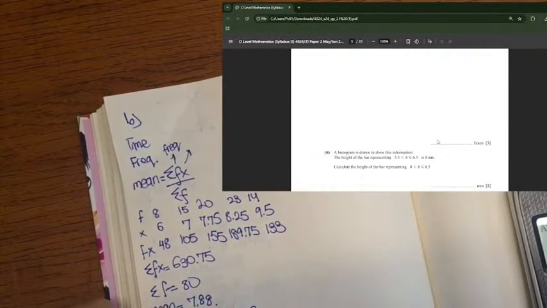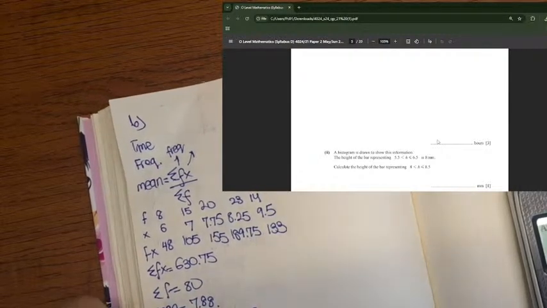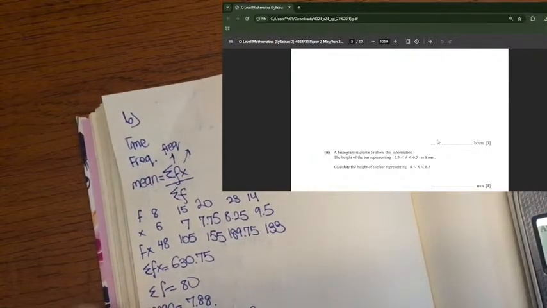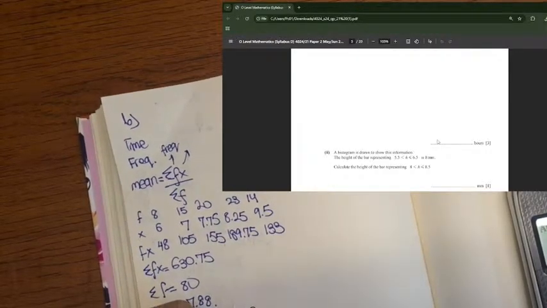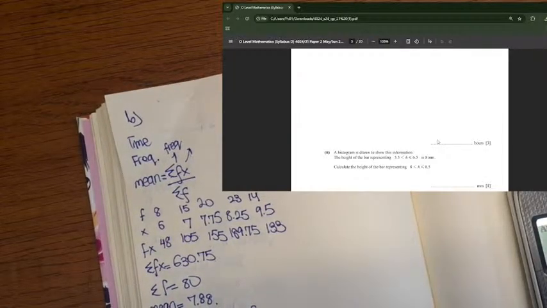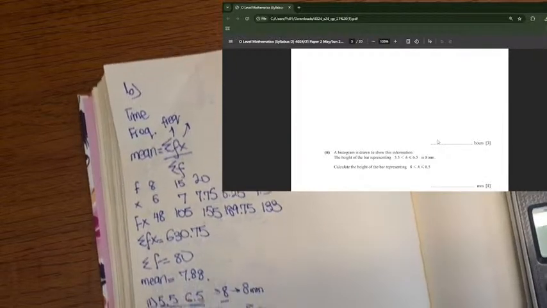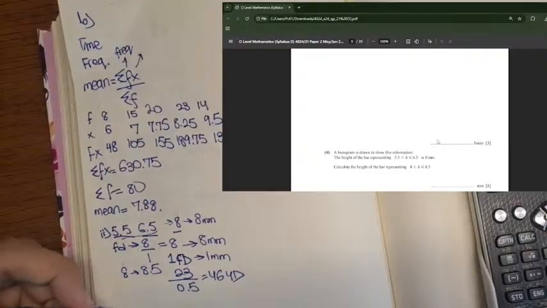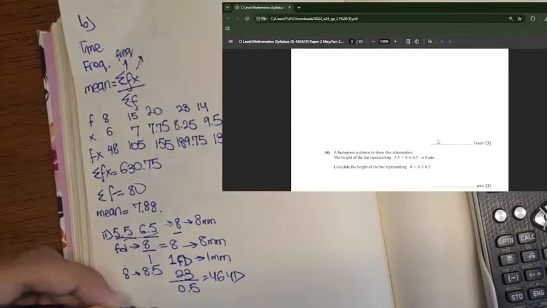In the case of 8 to 8.5, we see that the frequency that we have is 23, while the class width is 0.5. That means its frequency density is 46. If 46 frequency density exists and one frequency density corresponds to 1 millimeter, then that obviously means that 46 frequency density would calculate to 46 millimeters. So that is our answer.